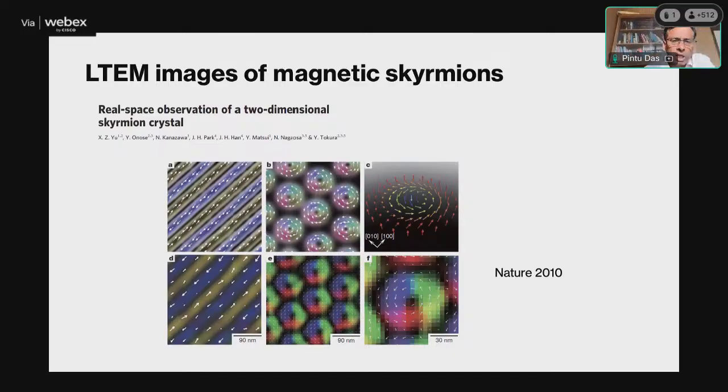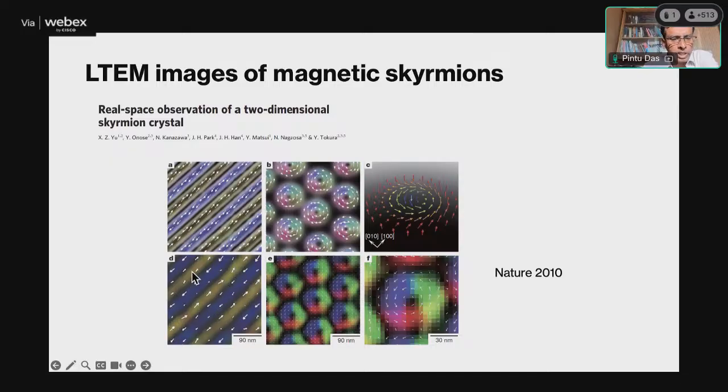So this is the image on the screen. These are, I believe, at different magnetic field or different temperature; I think there are slides on that. This is the scale bar, 90 nanometer. You see, these are elongated structures. This is roughly, let's say, 200 nanometer by 200 nanometer, possibly.